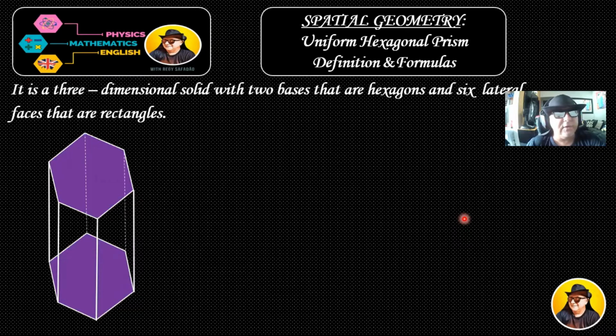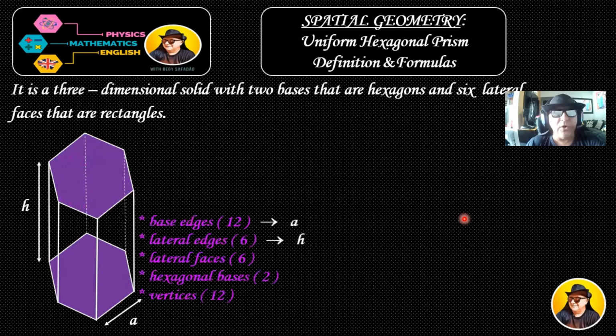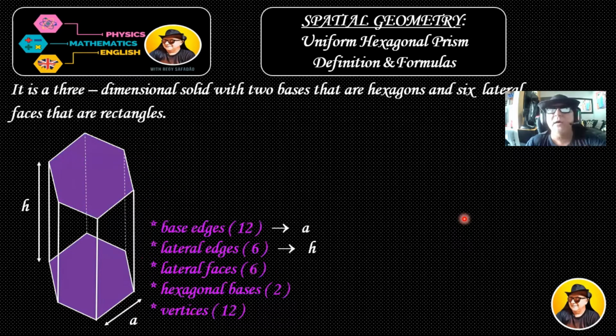So this is the height and the edge. A hexagonal prism has 12 base edges, 6 lateral edges, 6 lateral faces, 2 hexagonal bases, and 12 vertices. A is the base edge, and H is the lateral edge.